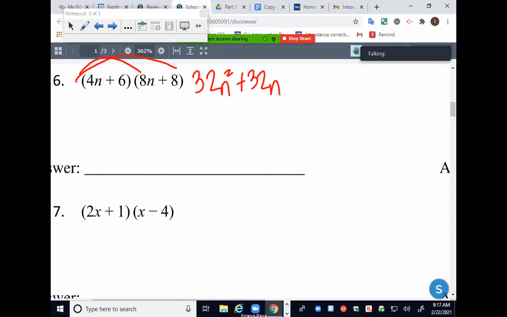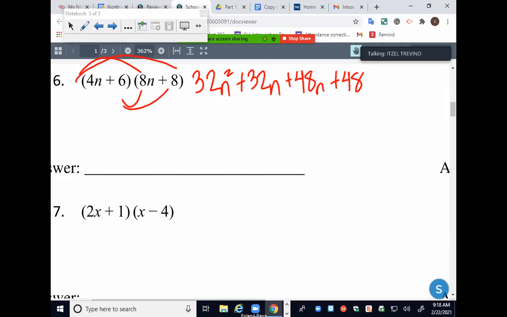Okay. Whenever we are multiplying and we have variables, we're adding our exponents. Okay, so I just have one n. And then we're going to do the inside. Right here, 6 times 8 gives me 48, and I only have one n. And then I have just 6 times 8. Okay?